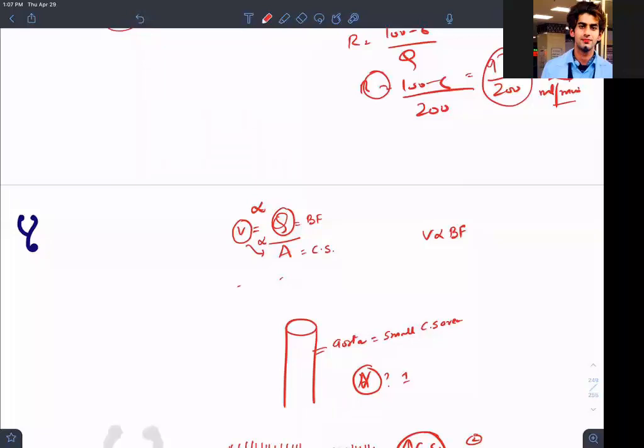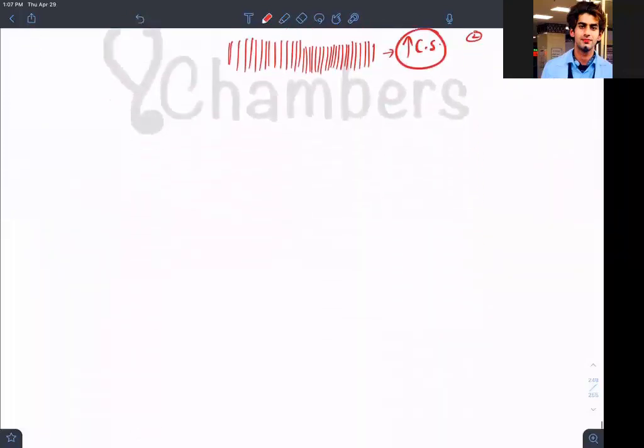The resistance will be determined by the key player, the key game changer, the mastermind behind this resistance: the vessel radius. Remember this concept. Vessel radius, guys. That is the R. This R is important. Okay. Now listen to my concept.